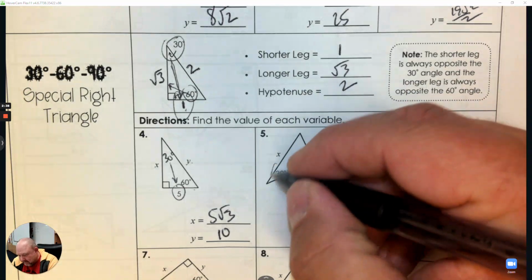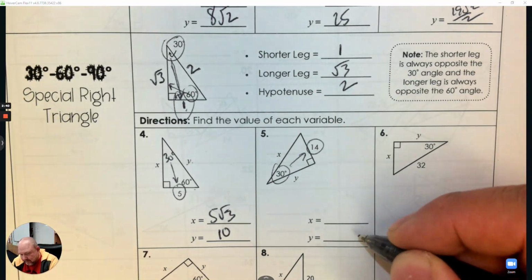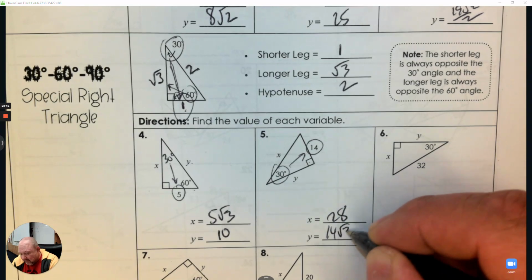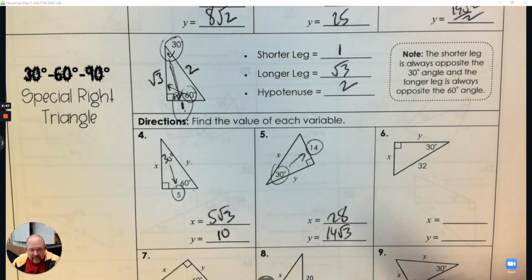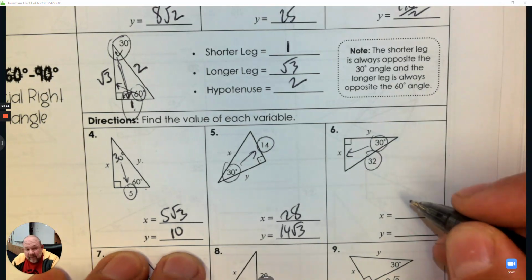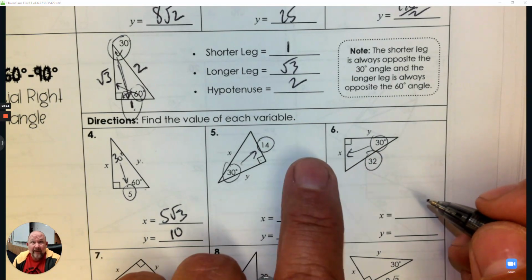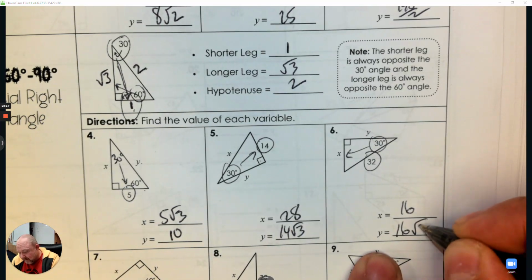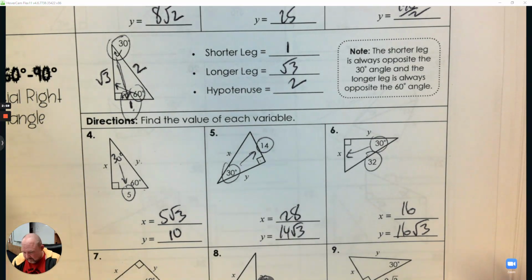So again, the short leg really gives me a lot of information. So x is the hypotenuse, I'm going to double it, and then y I multiply by root 3 to get that side. Here I don't know x, but I can find it. The hypotenuse is 32, so to go in the other direction I divide by 2. So x is this, and then once I know the short leg, I multiply it by root 3 to find the other leg.